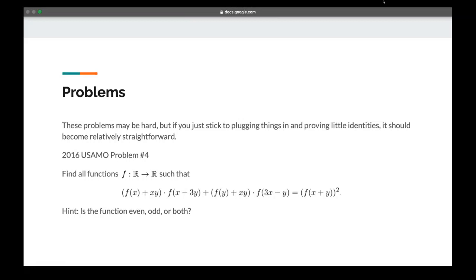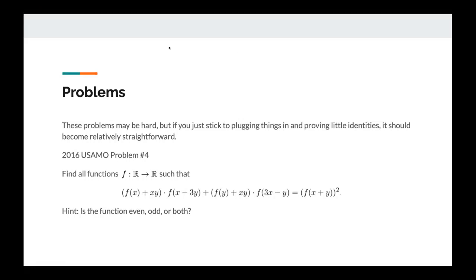I'll give you 5 minutes to think about this problem and how you might go about solving it.